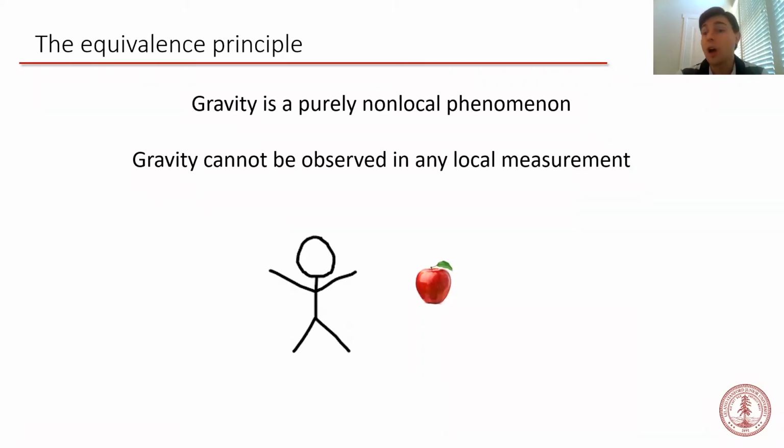This is true regardless of what materials compose the observer and the test object, and it's true whether they're near the Earth or near a black hole or out in deep space far from any gravitational source. According to the equivalence principle, gravity does not cause local acceleration or any other local effect.